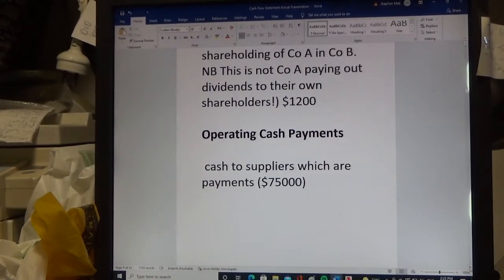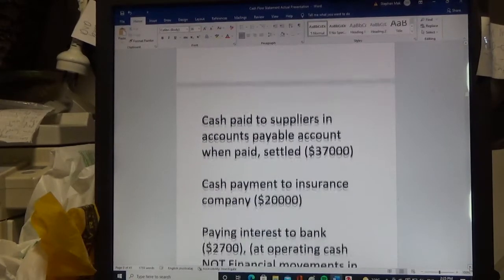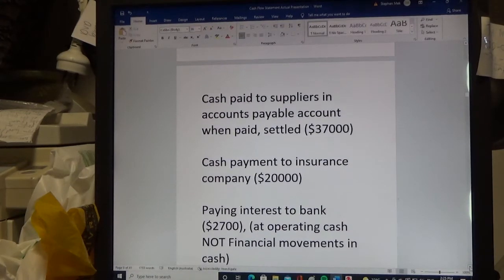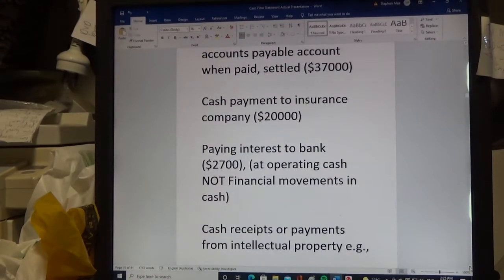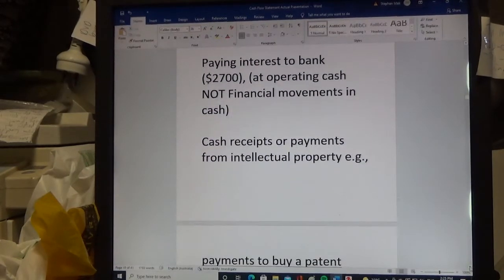Cash to suppliers, which are payments to their suppliers, $75,000. Remember, the figure is in brackets. Cash paid to suppliers in their accounts payable account, their short-term loan to other companies, and they're paying some, settling some, $37,000. Cash payments to an insurance company, $20,000. Paying interest to the bank, $2,700 off a loan.